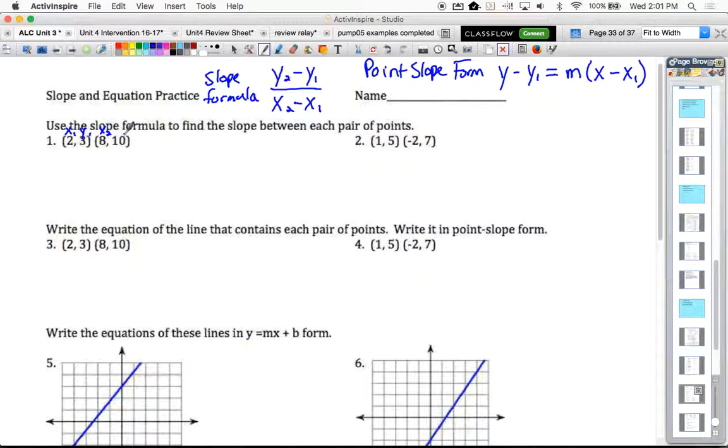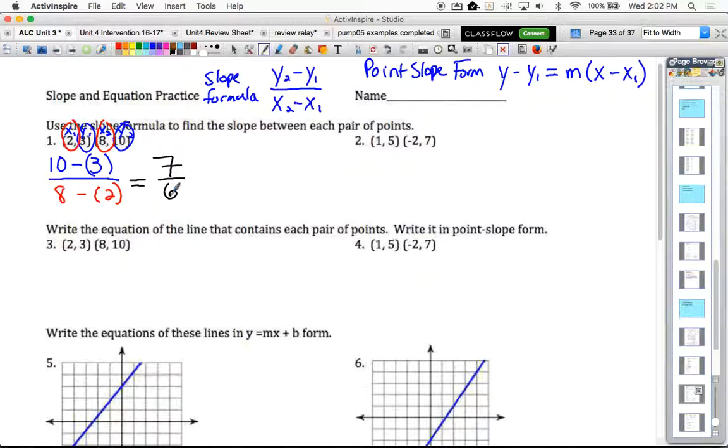So here's our 2 points. We're going to find the slope between them. So we're going to take and subtract the y values first. So I'm going to take the second y value minus the first y value. And then we're going to subtract the x values to get our run. So we're going to take the second x value minus the first x value. And on this problem, that works out to 7 over 6. So our slope is 7/6.